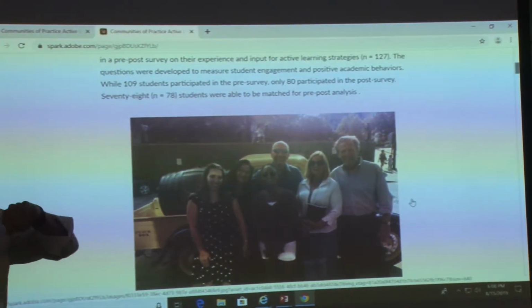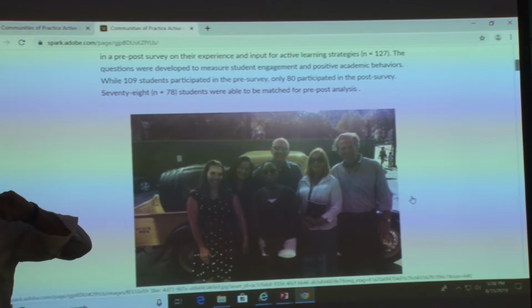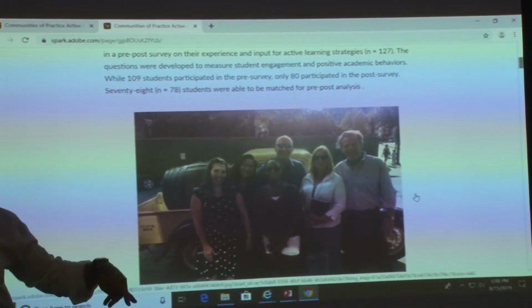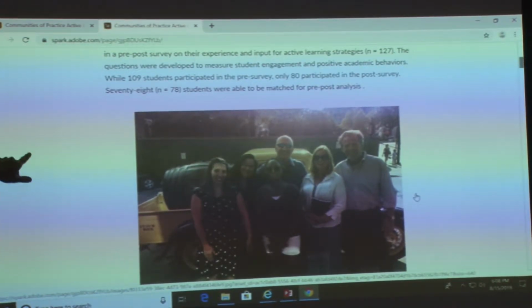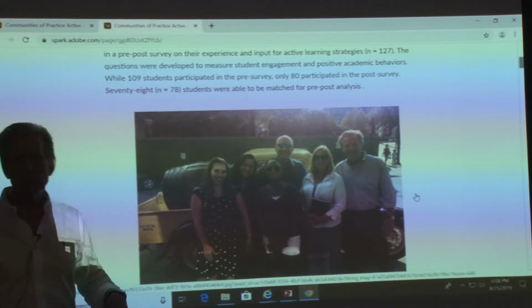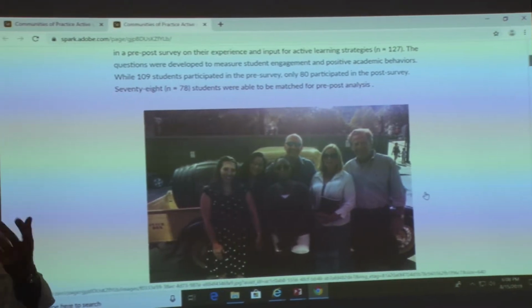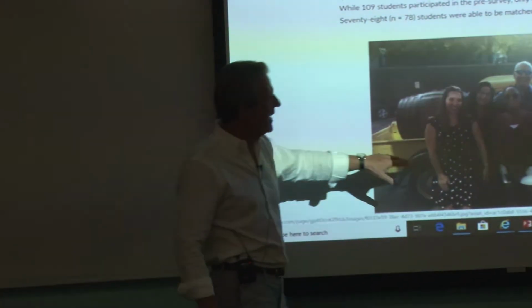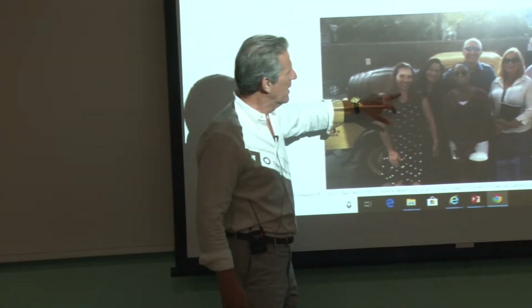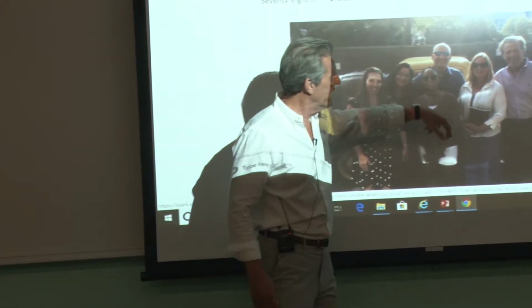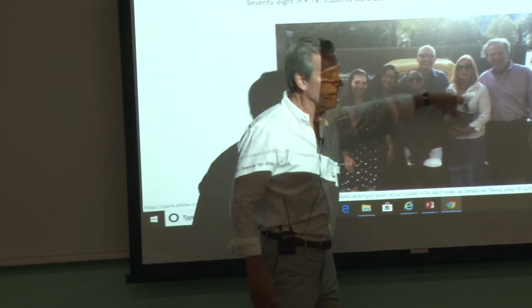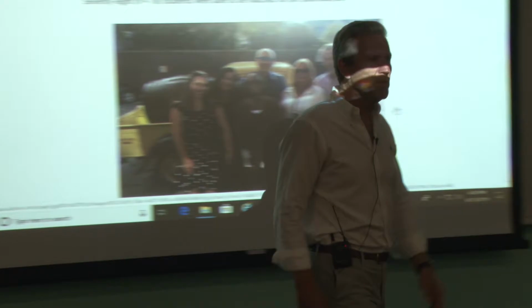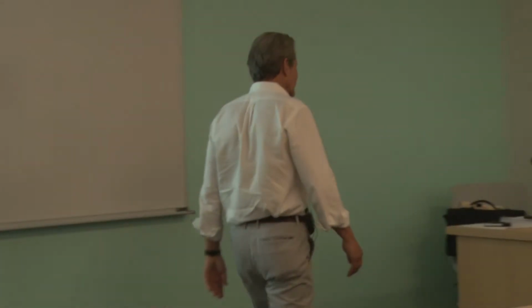At the onset, we had about 127 students in the survey. By the way, at the end of the survey, we had a much smaller number. We had about 78 because some students dropped out, some didn't complete the survey. So the sample size even got smaller. But this is the group that I had with chemistry, history, English, and then myself in biology. And this was at the Lilly Conference.